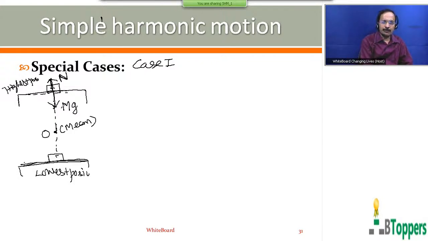But for a body performing simple harmonic motion, the resultant force on the body at any instant is always directed toward the mean position. That means at the highest position, the weight mg acts towards the mean position and the normal reaction force is directed away from the mean position. But the resultant force will be directed towards the mean position.